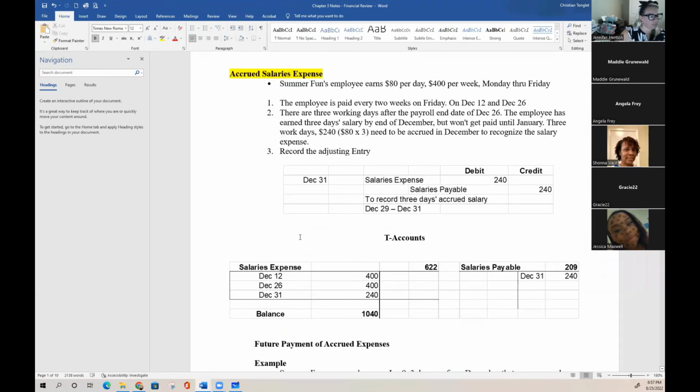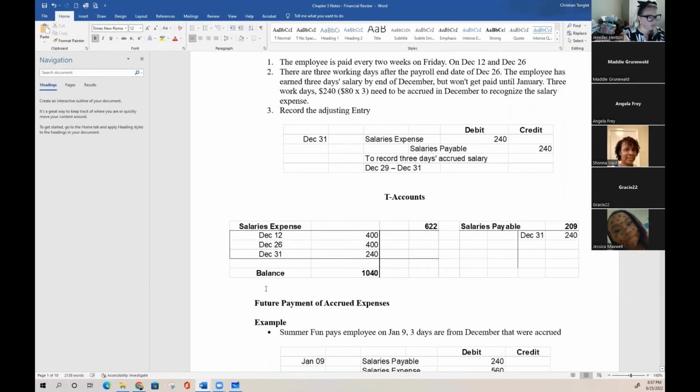Okay, so now you can see what's happening in the salaries expense, just kind of giving you a breakdown of what happened. So in December, on the 12th and the 26th, we have $400 that went in. And then on the 31st, we have 3 days. That's $240. So it shows you what your total expense was for that month. And then at the year end, I have that $240 payable.